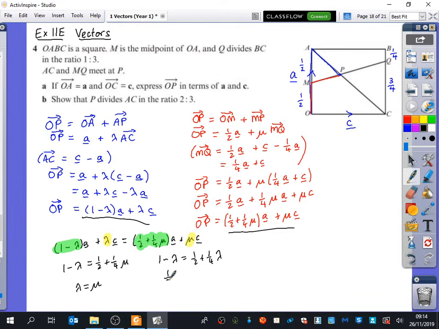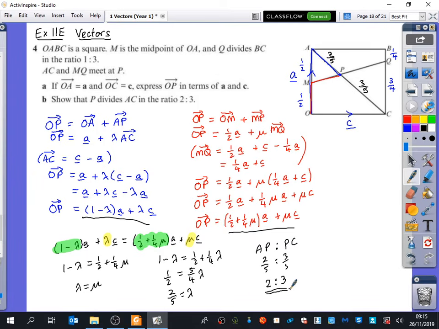Subtract the half, add the lambda. So a quarter plus 1 is 5 quarters. And then if you times that by 4 and divide it by 5, you get lambda is 2 over 5. So that means the journey that we take along here is 2/5. And this journey therefore must be 3/5. So the ratio of AP to PC is 2/5 to 3/5. When you multiply that by 5, you get 2 to 3.